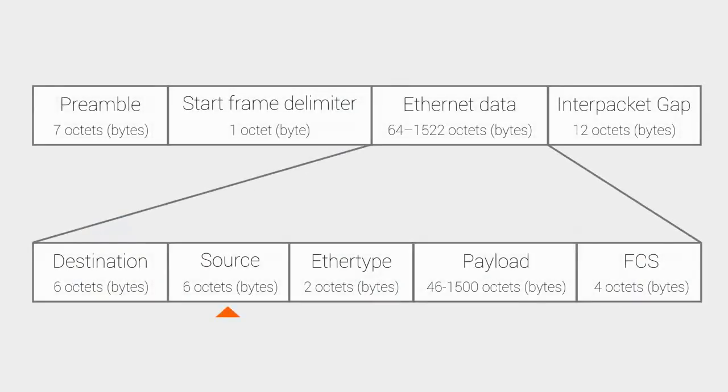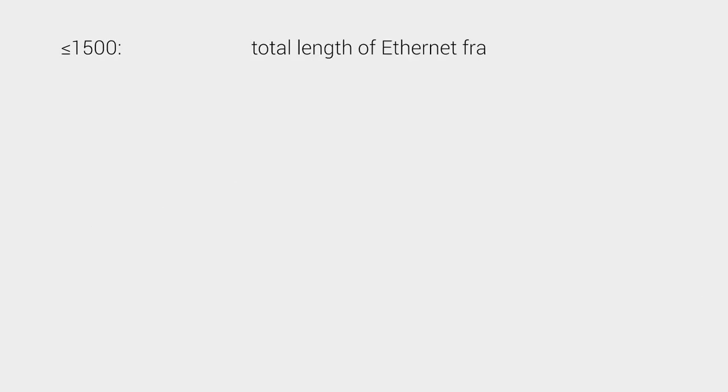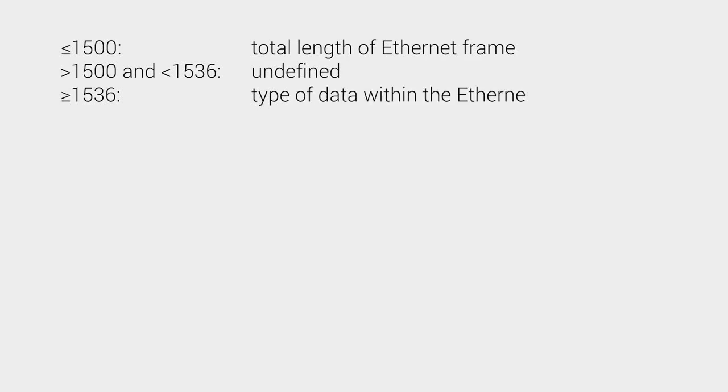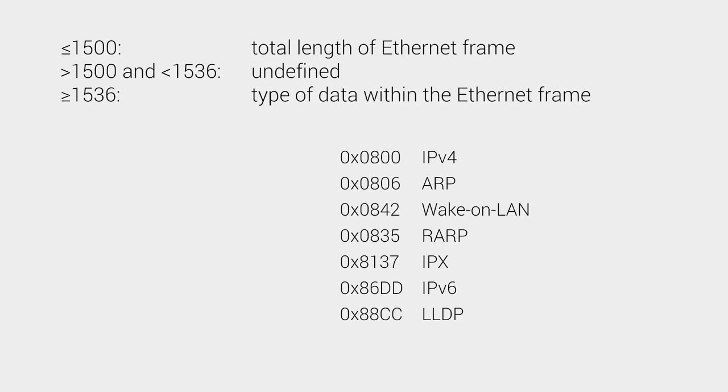Following the MAC addresses, the Ethernet frame must also contain one more field called the ether type. This field is a bit tricky because it can be used for two different purposes. If the number in this field is 1500 or lower, it indicates the total length of the Ethernet frame. If it is 1536 or higher, it indicates the type of data contained within this Ethernet frame. Nowadays, it is typically used to indicate the contents of the frame rather than the length.